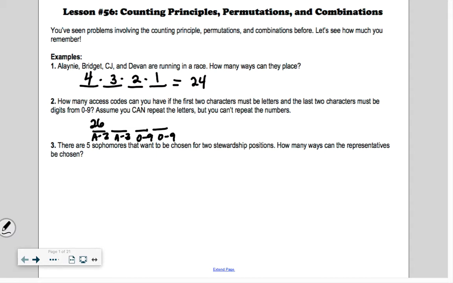All right, so 26. And then you can't repeat the numbers. So can I still have 26, or is this going to be a 25? It's going to be 26 because I can't repeat the numbers, but I can repeat the letters, right? So I have 26. Now for 0 to 9, how many digits are there? 10, yes, because we count 0 as well. So we have 10, and then 9. Do you guys remember this? So we do 26 times 26 times 10 times 9. And we end up getting 60,840. A lot of ways, right?